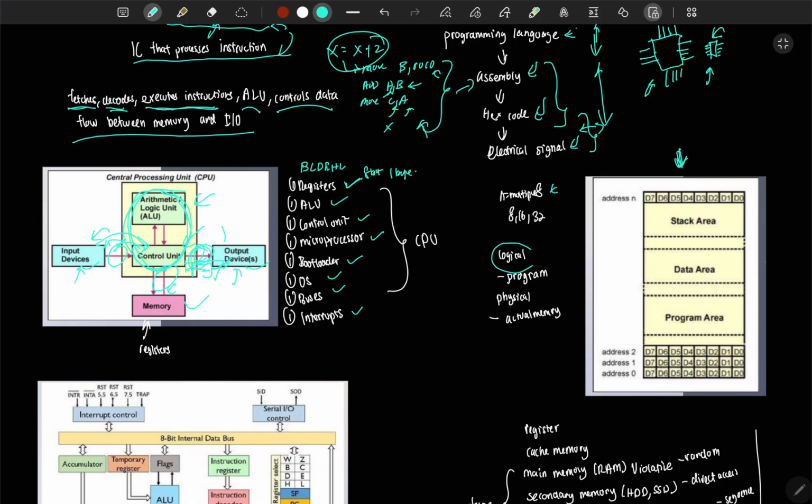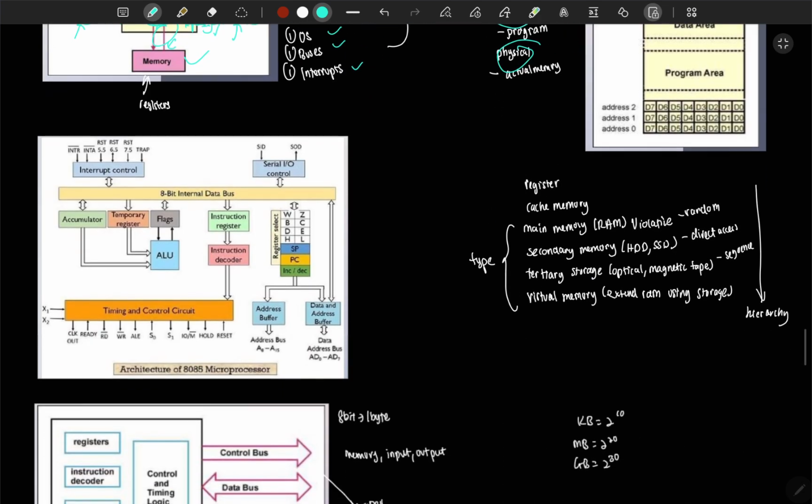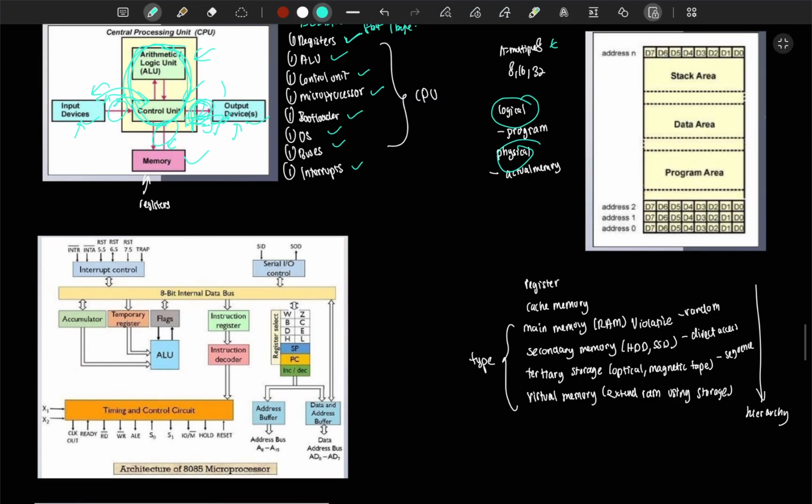So logical means programmable, we separate that specifically for programs to use, and physical means the actual memory where the data is used. More will be explained in the upcoming lectures, do not be worried. And then we have the memory hierarchy.